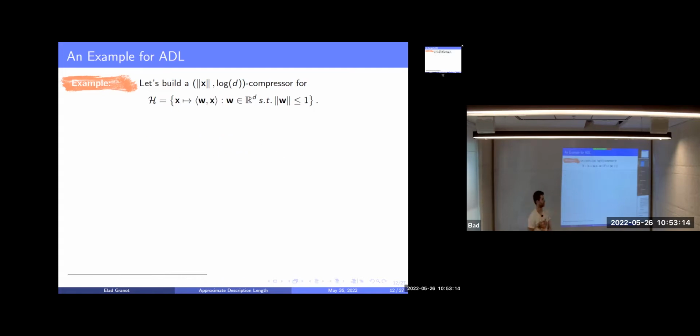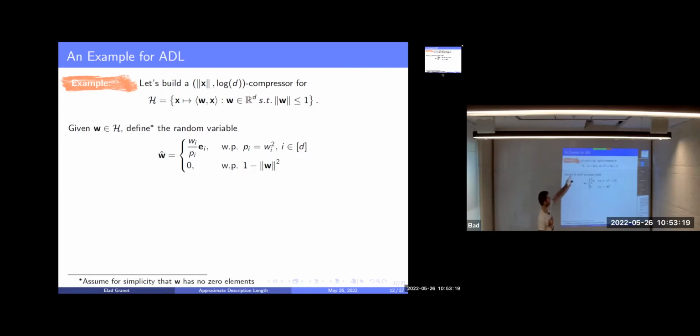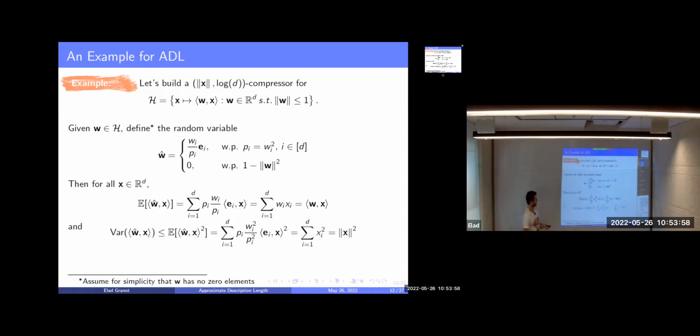We want to create a compressor for this. So for each vector w, let's define a random variable, which is a vector that has only the i-th element given and the rest is 0, with probability p_i, which is w_i squared. So it's a random variable. Every time we get only one index, one element, and the rest is 0. We can easily show that it is an unbiased estimator because the p_i cancels out, and the variance is also bounded by the norm of x squared. So what we've got is that w tilde is indeed an estimator for w.